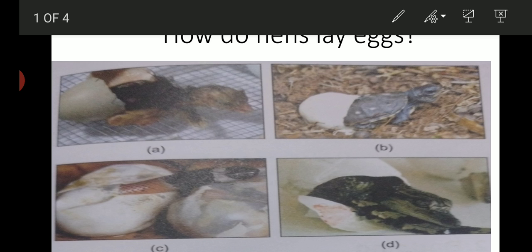Now, we will be wondering how chicks are born. Now let's discuss how a chick comes out from the egg.